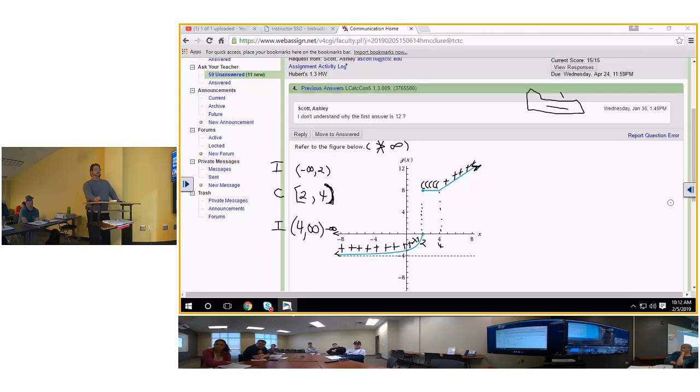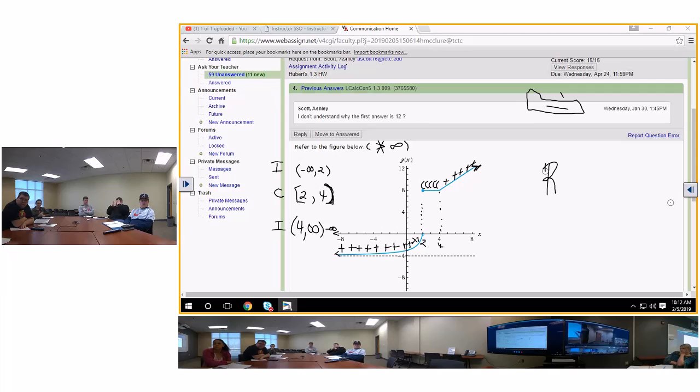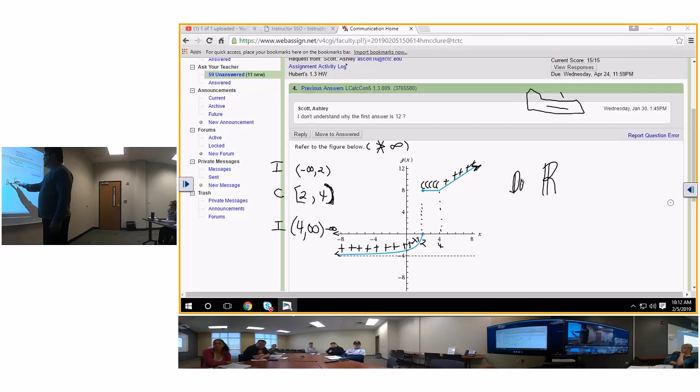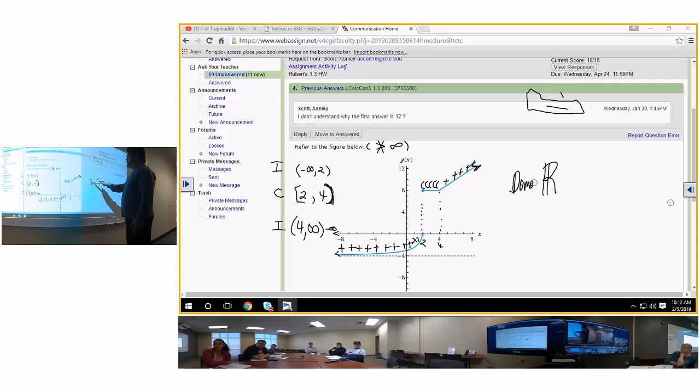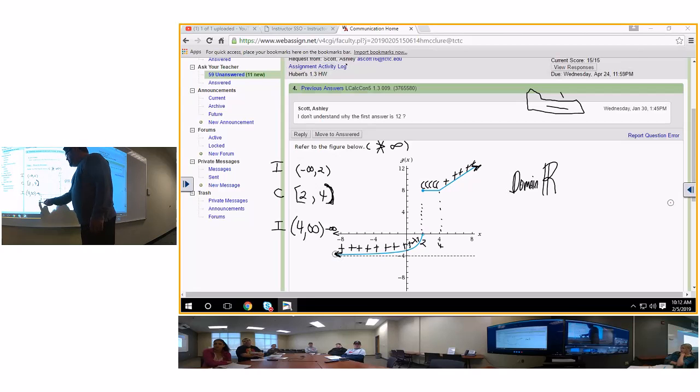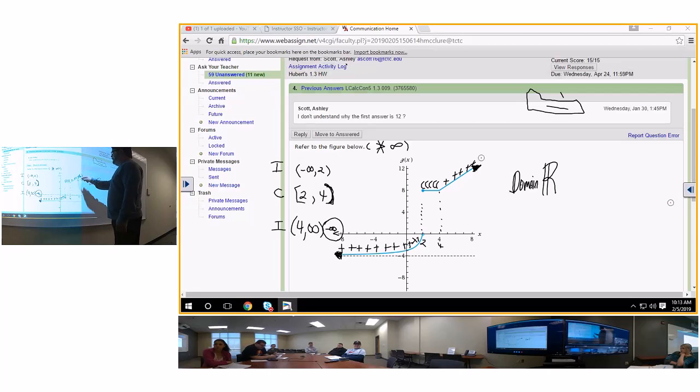Now, what about the domain of this function? The domain of this function is all real numbers. Somebody tell me why. Why is the domain all real numbers? Well, what am I assuming again? I'm assuming that this is an arrowhead and this is an arrowhead. So that means negative infinity to what?